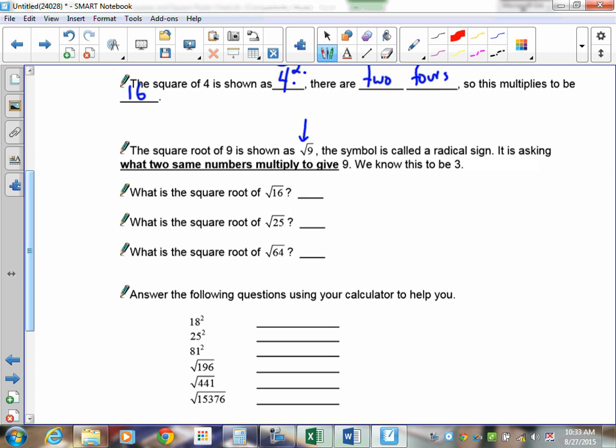Now, that would mean 16. What times what gives you 16? That is a 4. What times what gives you 25? That is a 5. And what times what gives you 64? That is an 8. They must be the same number. Now, you can use your radical sign on your calculator to find these.